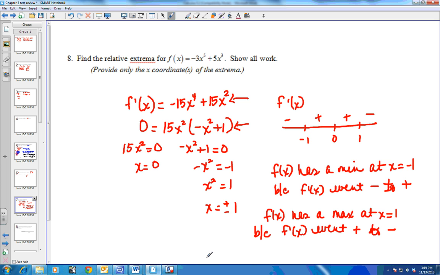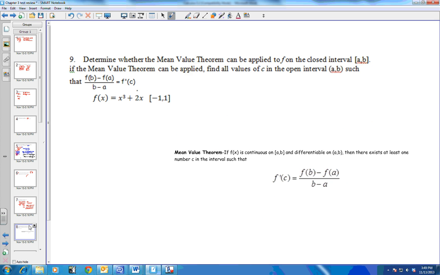Number 9. Alright, number 9. Determine whether the mean value theorem can be applied to f on the closed interval from a to b. And if it can be applied, find all values of c in the open interval such that, and then it gives you this right here. Now, these problems, people forget what to do all the time, but it tells you what to do. It tells you to find f prime and then set them equal to each other. So first we have to figure out if it can be applied.